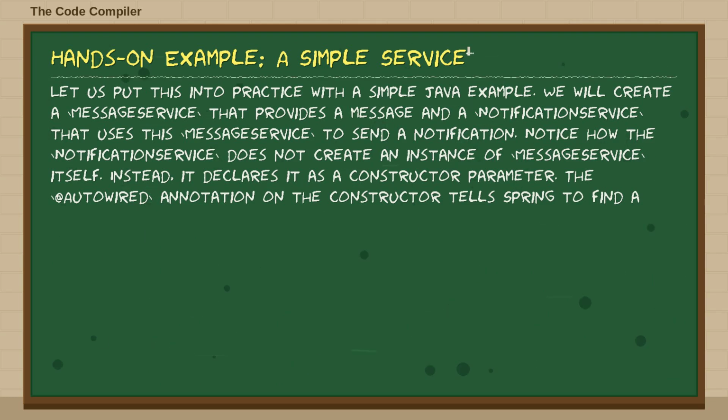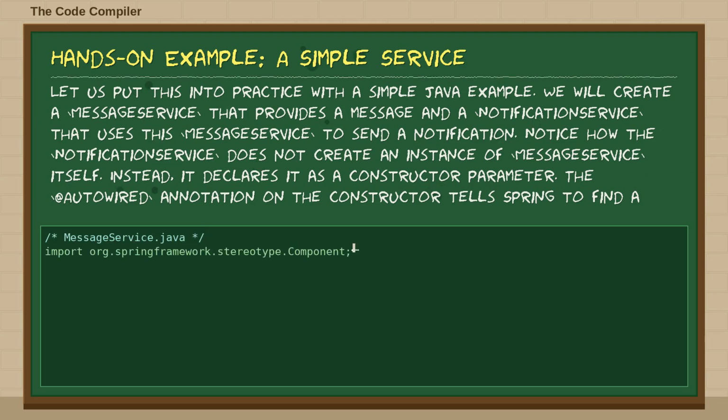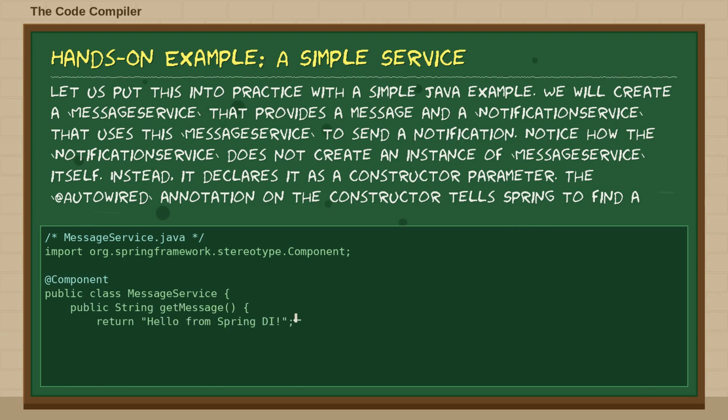When you run this Spring Boot application, the @SpringBootApplication annotation kickstarts the Spring container. It scans, finds message service and notification service, creates instances of both, and then injects the message service into the notification service as a constructor argument. Finally, our main method retrieves the notification service from the Spring context and calls its sendNotification method. This demonstrates how Spring seamlessly manages the dependencies without any manual new keyword usage from our side.